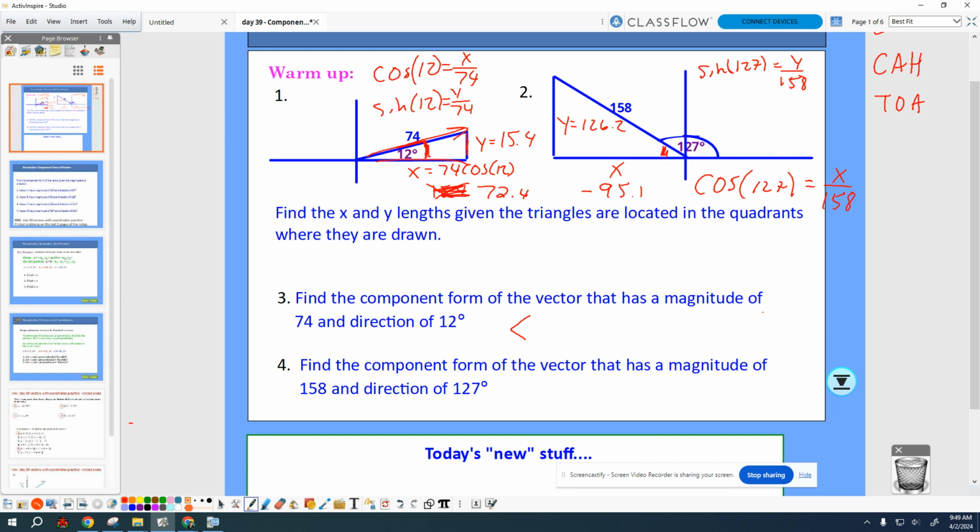So what is the component form of this vector with a magnitude of 74 and a direction of 12? Well, the x value you calculated on your own, 72.4, and the y, 15.4. So there's nothing new except vocabulary.